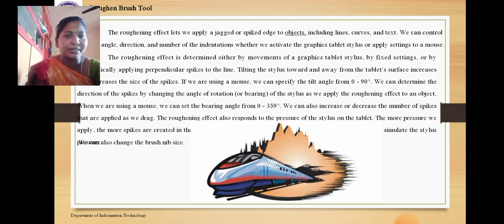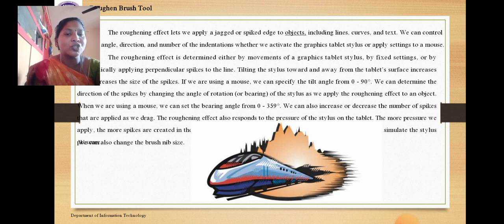We can determine the direction of the spikes by changing the angle of rotation of the stylus as we apply the roughen effect to an object. When we are using a mouse, we can set the bearing angle from 0 to 359. We can also increase or decrease the number of spikes that are applied as we track the roughening effect in response to the pressure of the stylus on the tablet.